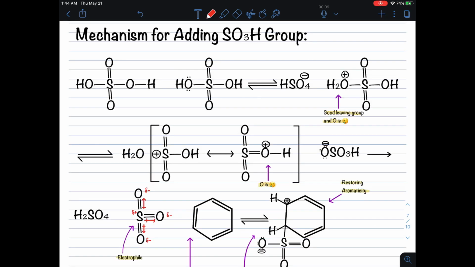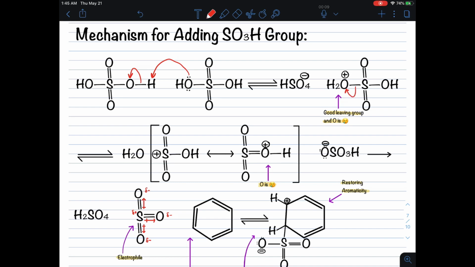So now let's take a look at the mechanism. Now acid-base reactions are constantly occurring. So it's reasonable that protons will be exchanged between sulfuric acid molecules. When a sulfuric acid molecule gets protonated, we get this H2O+ group. And what does that resemble? Water. And what is water? A good leaving group, right? So water is going to end up leaving, and we get the products in the line below.